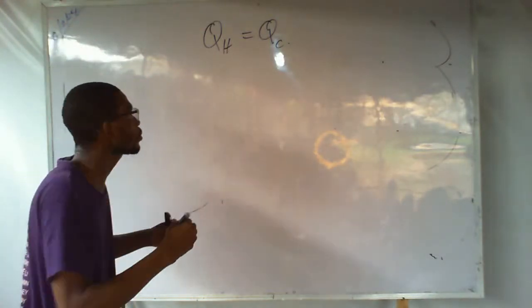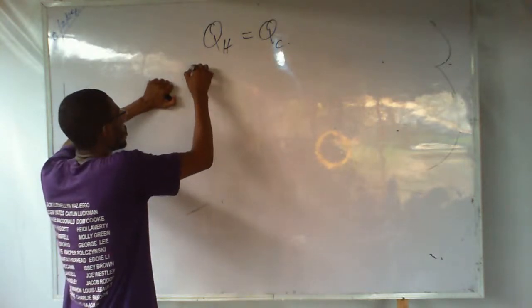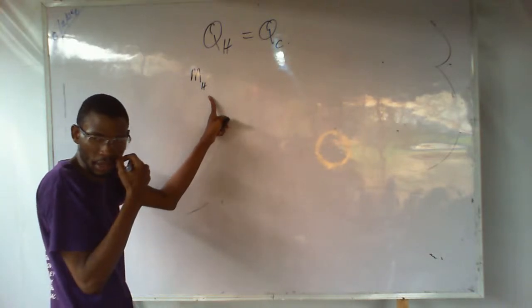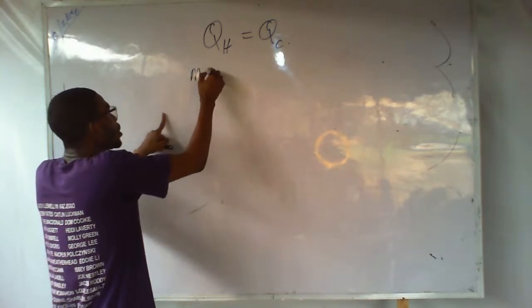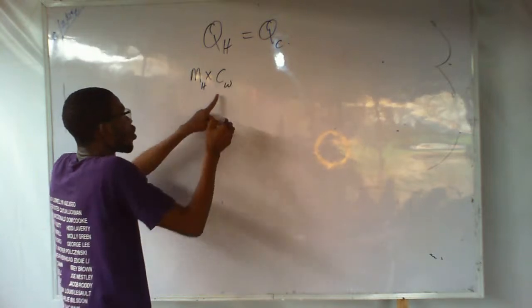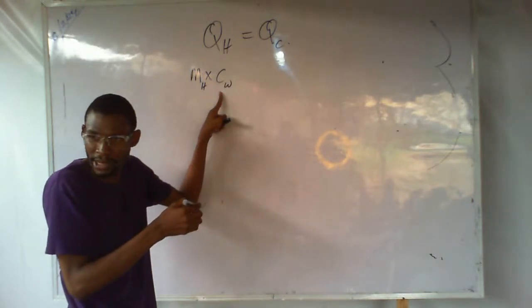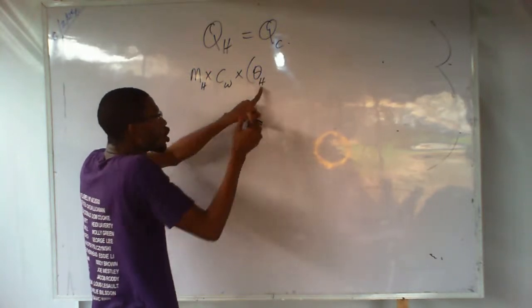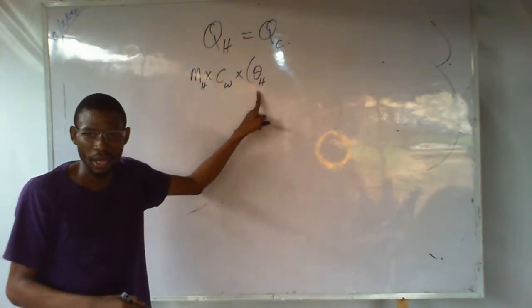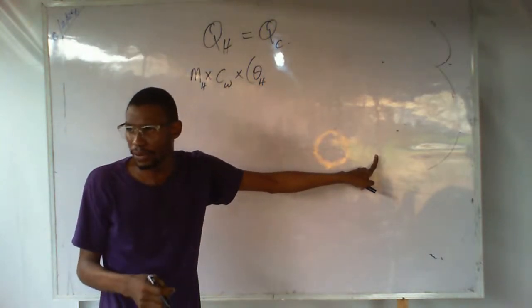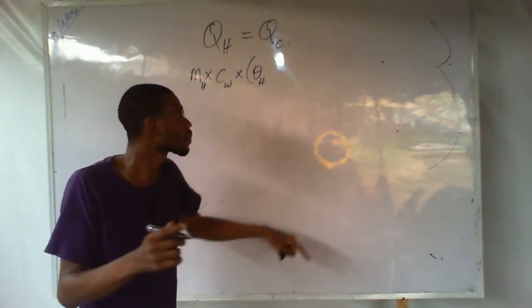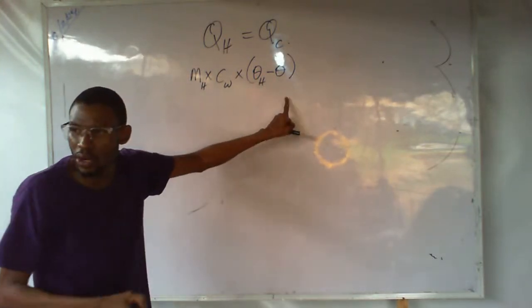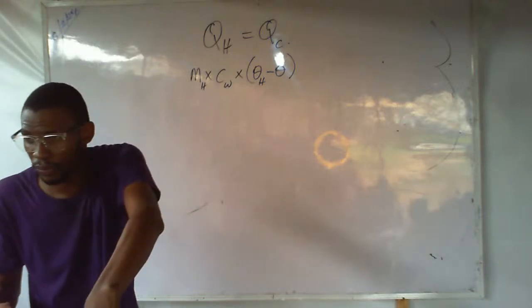Everybody look at the board. This is the mass of that hot water. This is the specific heat capacity of water. This is the hot water temperature, because it will fall, because it will lose heat to the cooler body. Now this is the final temperature, which is the equilibrium temperature they asked you to look for in that question.